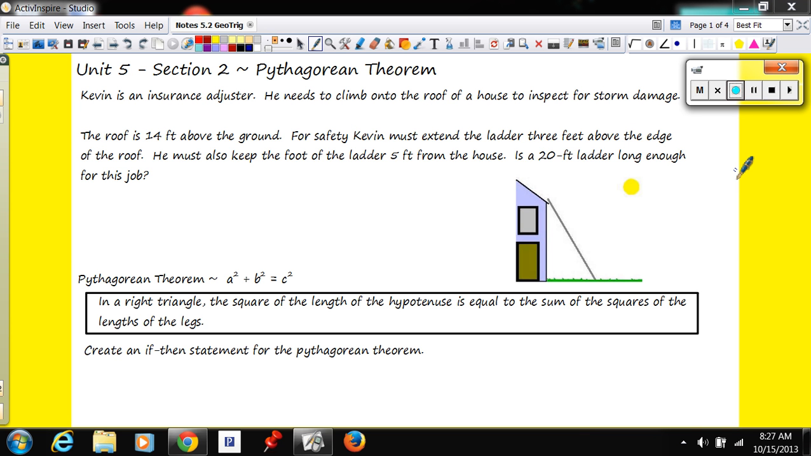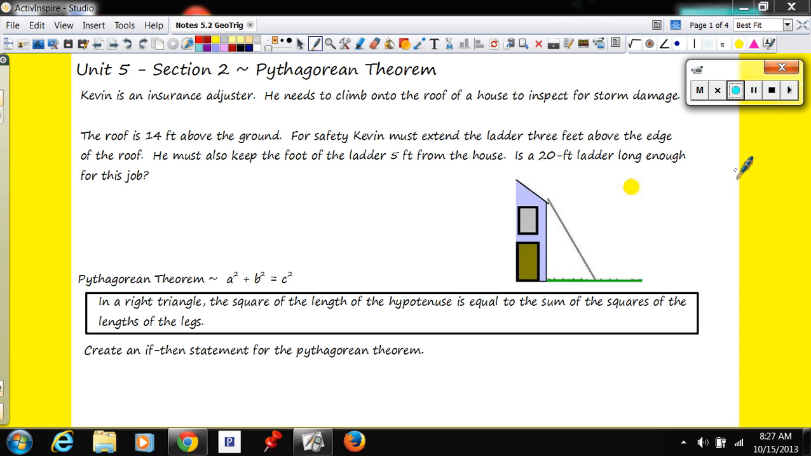It says Kevin is an insurance adjuster. He needs to climb onto the roof of a house to inspect for storm damage. The roof is 14 feet above the ground. For safety, Kevin must extend the ladder 3 feet above the edge of the roof. He must also keep the foot of the ladder 5 feet from the house. Is a 20-foot ladder long enough for this job?